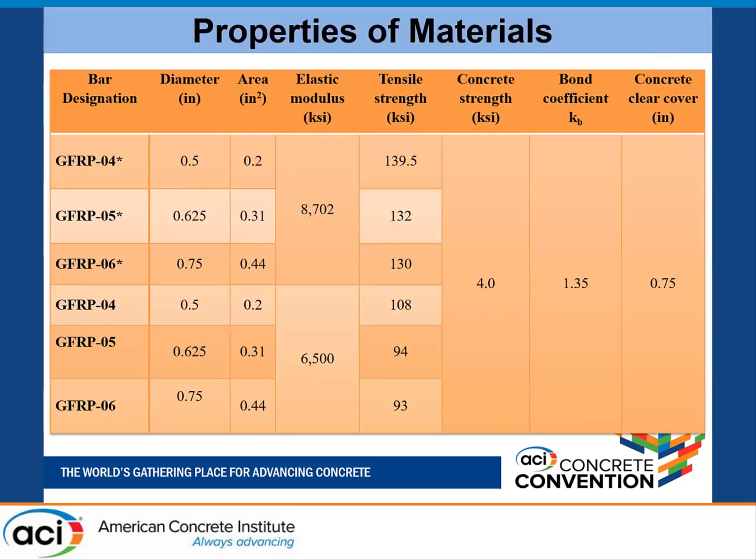To understand more about the issues in the design with GFRP, we utilized both old generation bars having a lower modulus of elasticity and new generation bars having a higher modulus of elasticity. And we utilized a concrete strength of 4 ksi and a 1.35 bond factor that was approved in the last ACI convention. And the concrete cover was 0.75 inch as in the code, ACI 318 or the 440 guide.